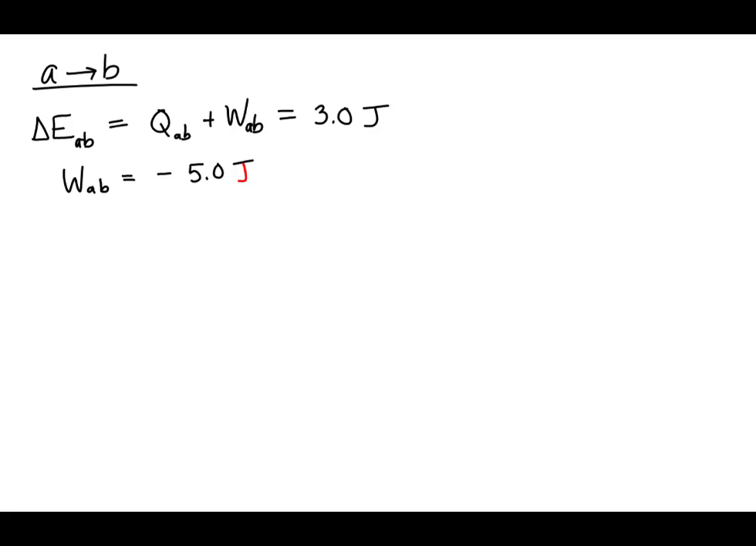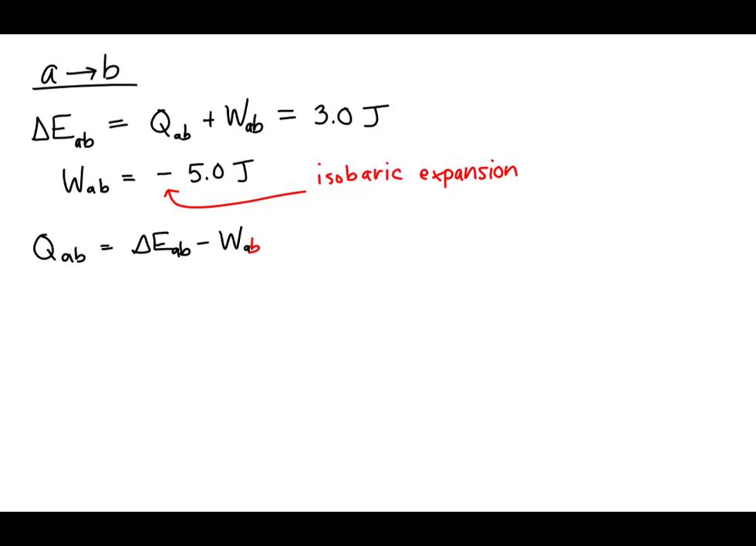Since the process from A to B is isobaric, we know that the work done must be negative. Isolating the heat exchanged from A to B, we get that the change in internal energy minus the work done from A to B is equal to 3 joules of internal energy change minus a negative 5 joules of work. This means that the heat exchanged from A to B is equal to positive 8 joules.